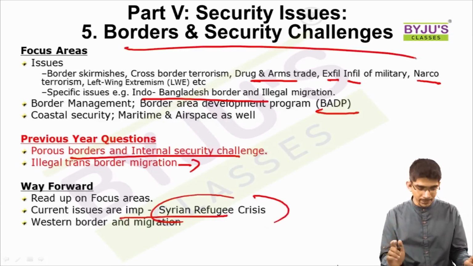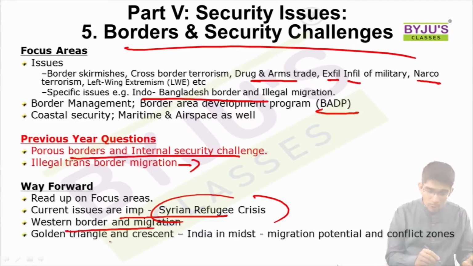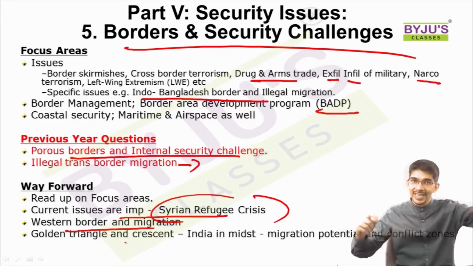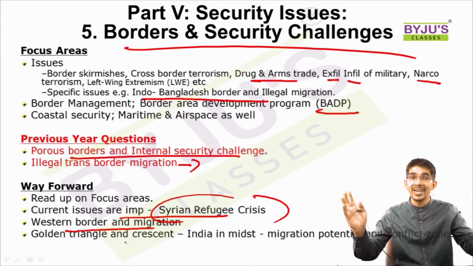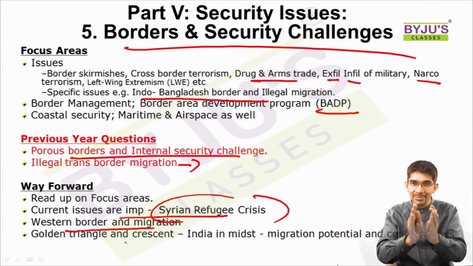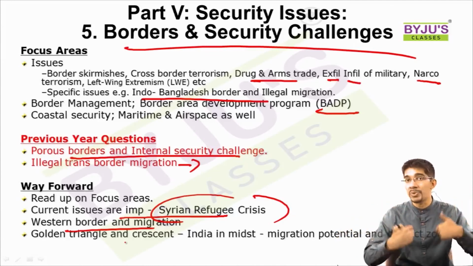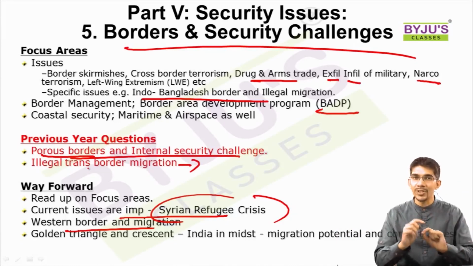Potential questions can come. Western border of India and migration issues happening there. Golden Triangle and Crescent, two geographic areas in between which India is there. Middle East and South Asia, both of them are having a lot of terrorist activities and unstable political environment, and India is in the middle. If a refugee crisis happens, it will all come to India. So India has to be prepared for it. So our porous borders have to be better monitored. So those kind of issues become important.